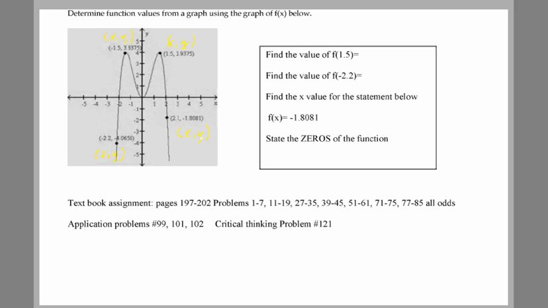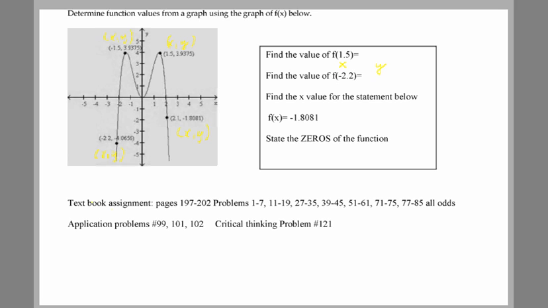So I've already given you what the ordered pairs are. All we have to do is figure out, well, how does that relate to function notation? So let's look at the first one. We want to find the value of f of 1.5. Well, since this is our graph of f of x, we'll use this graph to find that. F of 1.5 basically means go and find the ordered pair that has an x value of 1.5. And what we'll do is we'll just give the answer as the y value.